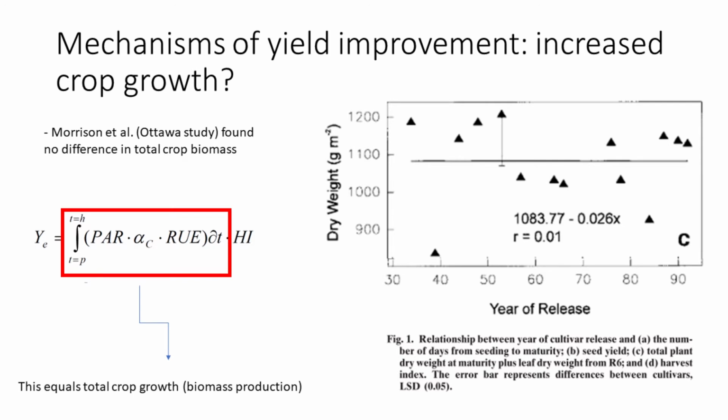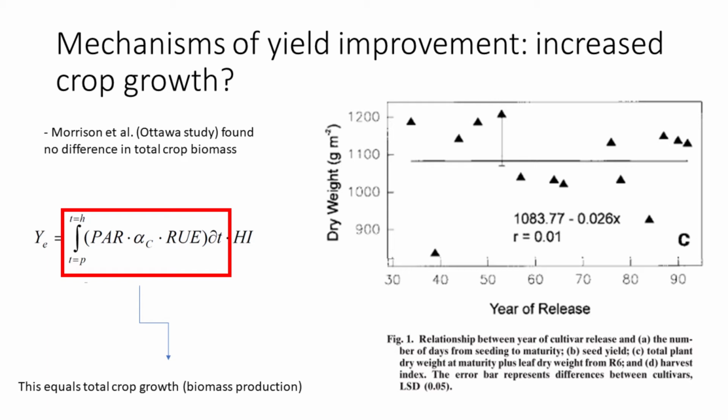The next component or part of the yield equation is radiation use efficiency. Now, none of these studies actually measured radiation use efficiency directly. It's a harder measurement to take in soybeans, so I don't really blame them. So what they did instead is measure total crop biomass because, of course, radiation use efficiency multiplied by the total amount of PAR absorbed from planting to harvest is essentially equal to total crop growth.